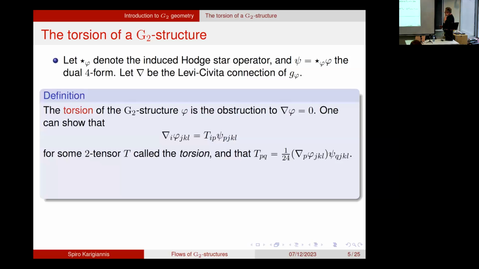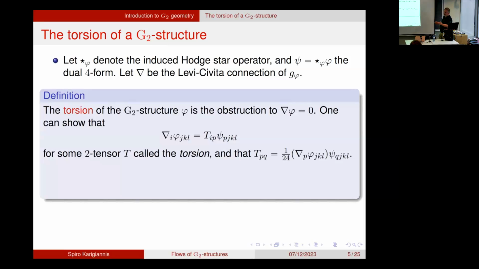So what is the torsion of a G2 structure? It's the obstruction to phi being parallel with respect to the Levi-Civita connection of the metric that it induces. So this looks like a linear equation, but it's not, because nabla depends on g, which depends on phi in a nonlinear way. It's a nonlinear PDE. And you can actually show that it's easier to package this data in the form of a 2-tensor T, which we'll also call the torsion. Essentially, nabla phi is a contraction of T with the 4-form, and vice versa. You can get T by contracting nabla phi with the 4-form like this.